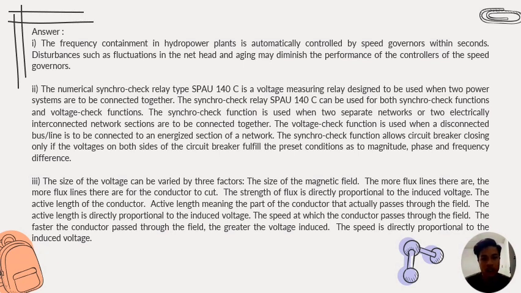Second, the numerical synchronous check relay type SPAU 140 is a voltage measuring relay designed to be used when two power systems are to be connected together. The synchronous check relay can be used for both the synchronous check function and the voltage check function.